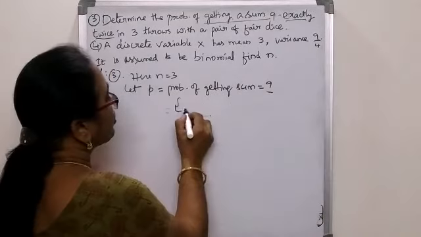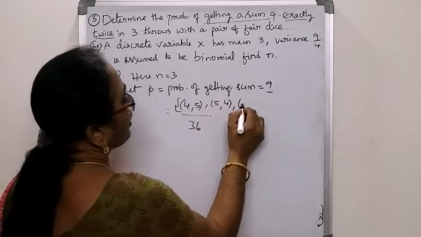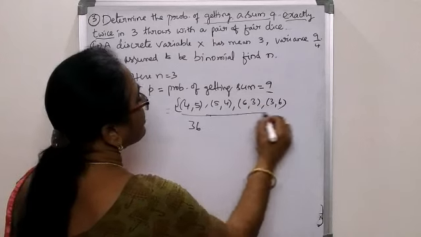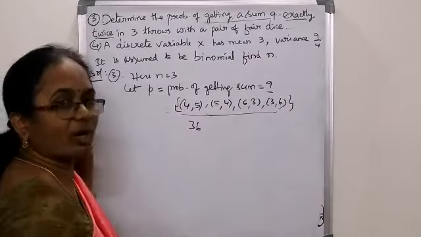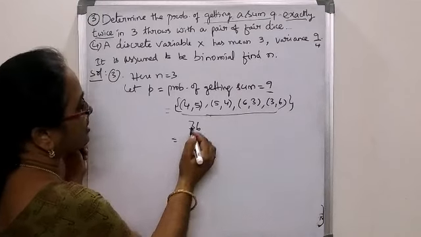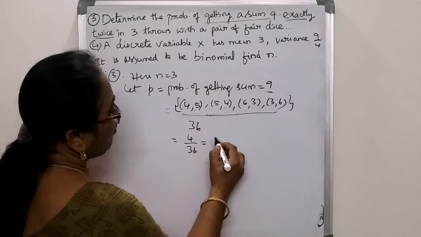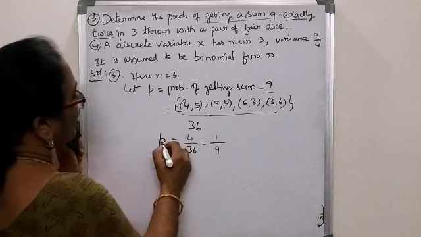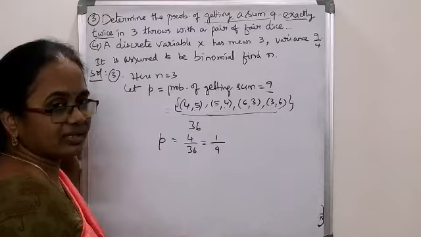So it corresponds to the pair 4-5, the pair 5-4, the pair 6-3 and the pair 3-6. These are the only 4 possible outcomes among the 36 possible outcomes when a pair of dice is thrown. So the favorable cases are total 1, 2, 3, 4. So it is 4 by 36 which is 1 by 9. Right? So we have got the value of p, the probability of getting the sum equal to 9 when a pair of dice is thrown.